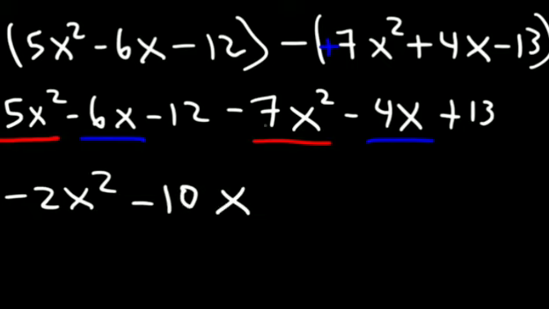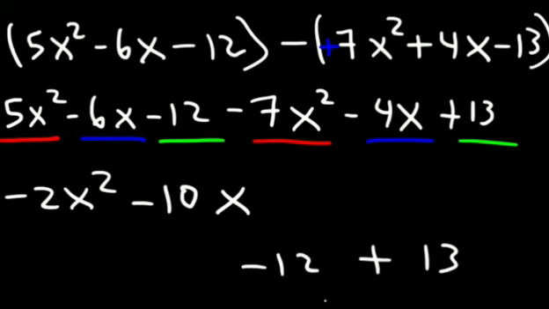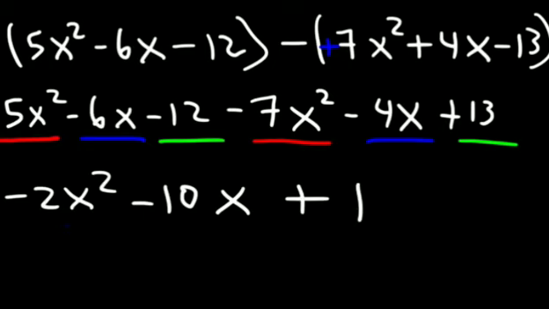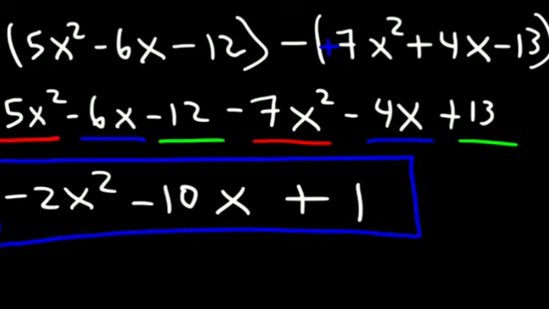And finally, the last two that we need to combine are negative 12 and 13. So you can read it as negative 12 plus 13, or if you reverse it, positive 13 minus 12, which I think is easier to see it that way. 13 minus 12 is 1. So negative 12 plus 13 is positive 1. And so this is our answer, negative 2x squared minus 10x plus 1.